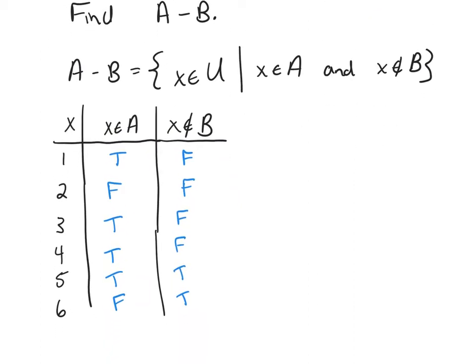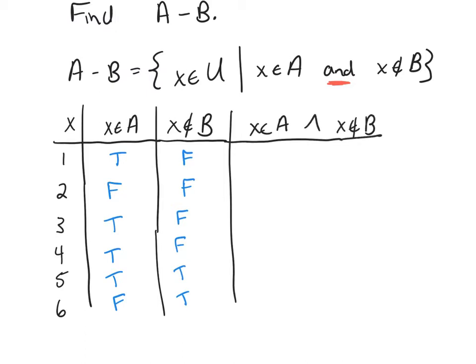So look up at my definition of this set difference. I see this word and. So now I want both of these things to be true. I want X to be in A and, so maybe I'll just write it with an and symbol, and I want X to not be in B. So with an and, I need both of them to be true.